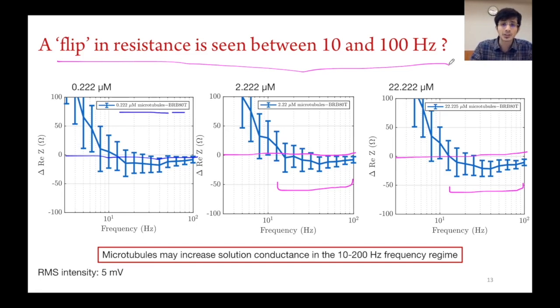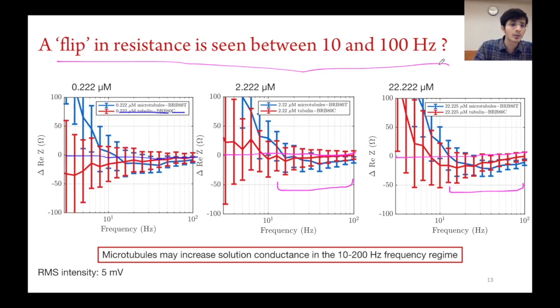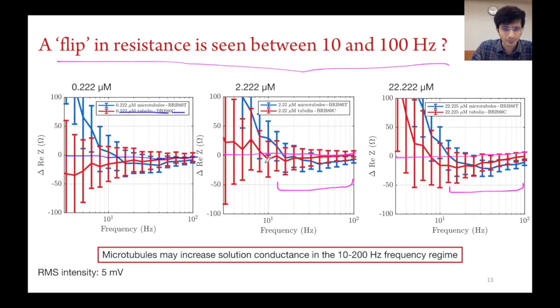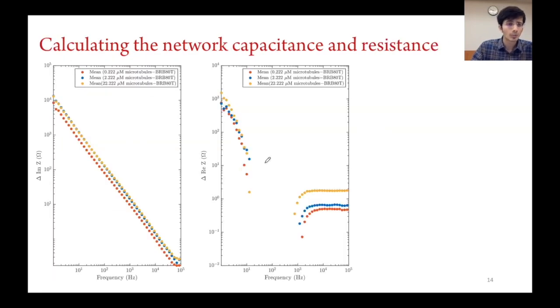perhaps using even a third technique that's orthogonal to this. But we found that for the same concentrations of tubulin, so red lines, this behavior was actually not mimicked, which indicates that maybe there is something going on between 10 and 100 hertz. But like I said, more experiments are required to confirm a flip between 10 and 100 hertz.